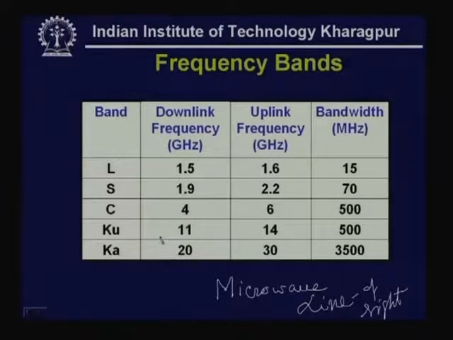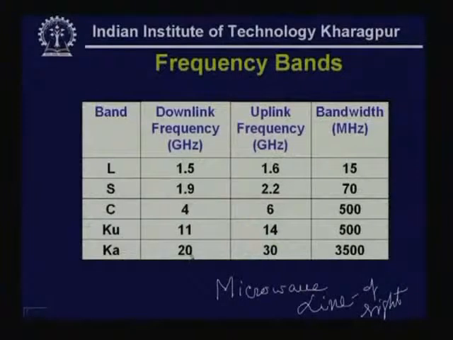And then once the Q band gets exhausted or fully utilized, we have to go for Ka band, which is in the range of 20 gigahertz for downlink and 30 gigahertz for uplink, and which can give you very high bandwidth, 3500 megahertz. So, we find the frequency bands, and as I mentioned, in all cases it is line of sight communication and it is in the microwave frequency range.